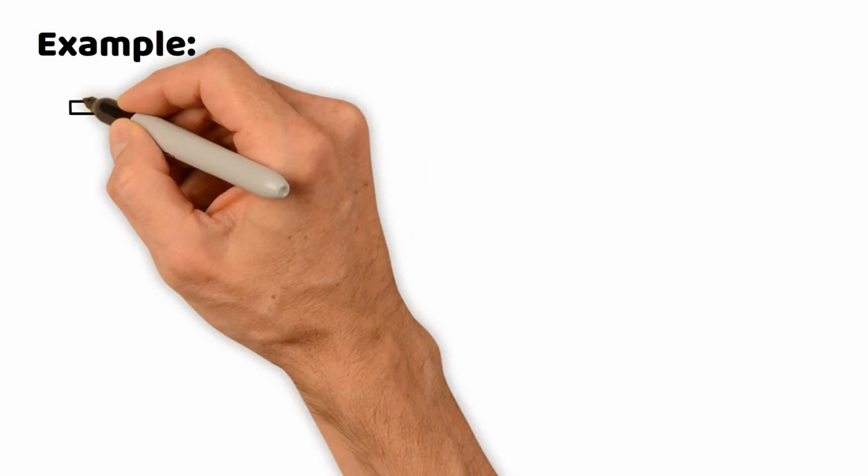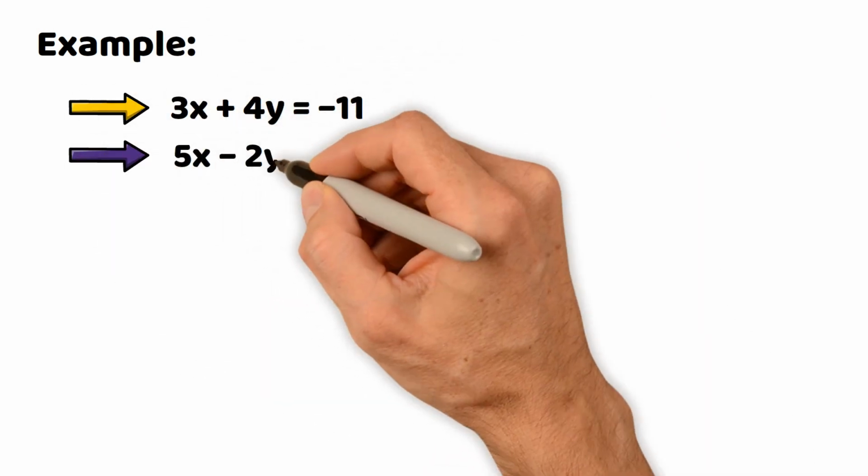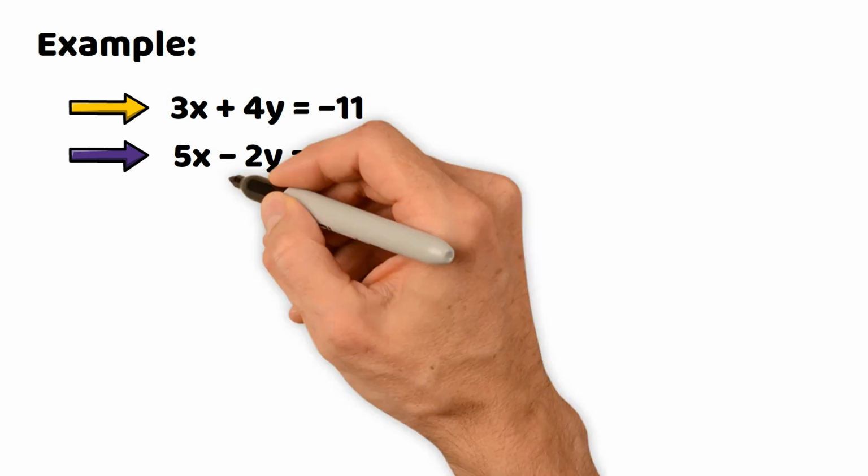Let's look at another example. Solve 3x plus 4y equals negative 11 and 5x minus 2y equals 25. As before, let's write these equations on top of each other to make it easier. 3x plus 4y equals negative 11, 5x minus 2y equals 25. Now, we have to figure out a way to get it so that the equations are going to cancel one of the variables when we add them to each other.